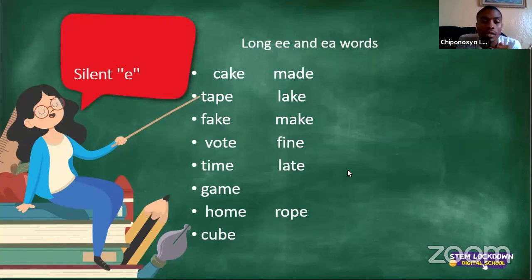Cake, tape, fake, vote, time, game, home, cube, made, lake, make, fine, late, and rope. So in all of these words, like cake, you don't hear the E at the end, but the vowel, the A, is long. Tape, you don't hear the E at the end, but the A here, the vowel, is long.